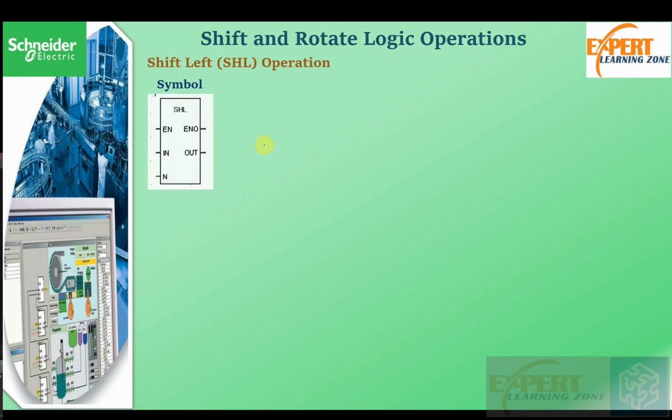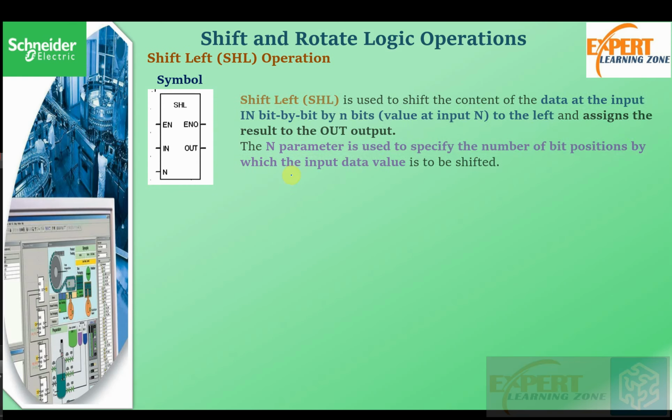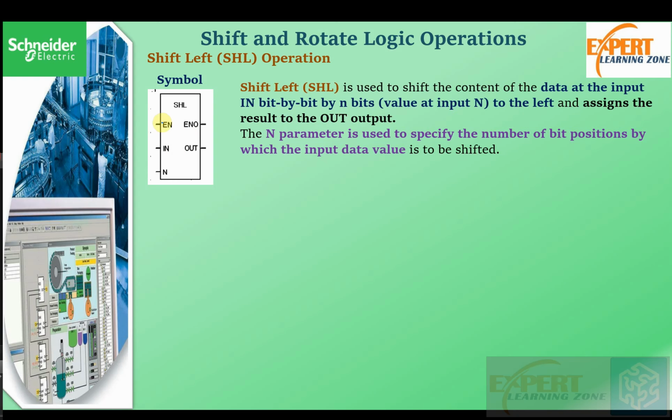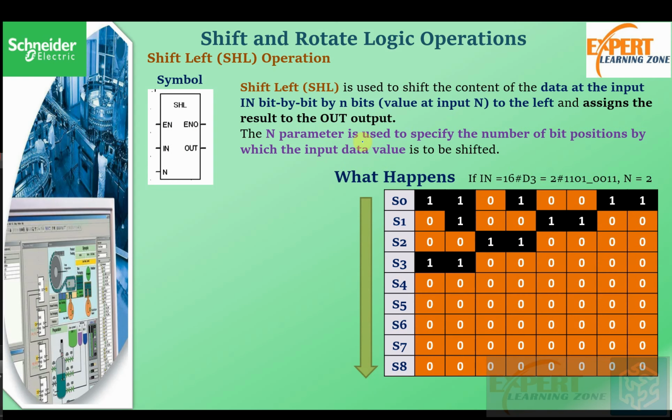Now let's look at the shift left operation. So the shift left operation is the exact opposite of the shift right operation. In this case, we are shifting the bits to the left. So when a pulse comes here, let's say a 0 to high pulse, then the data will be shifted to the left by this number of places. So you specify the number of places that you want to shift the input bits.